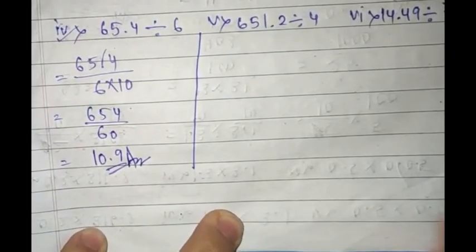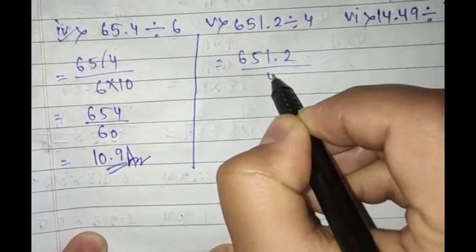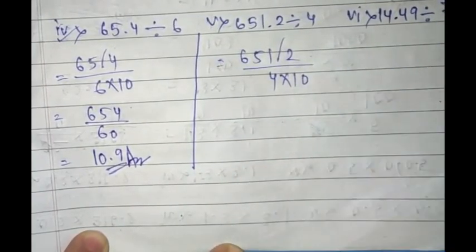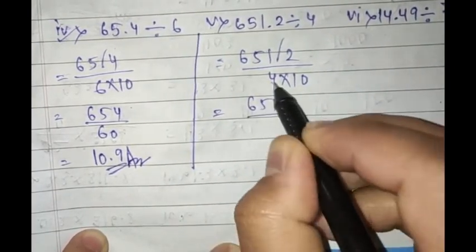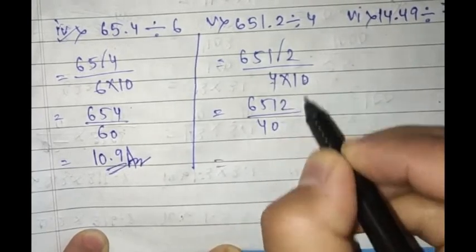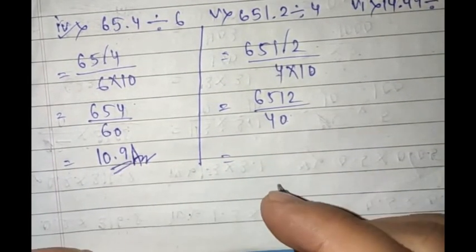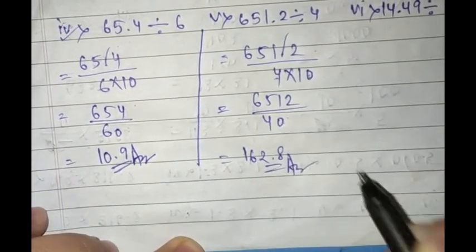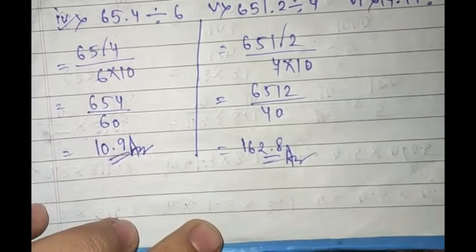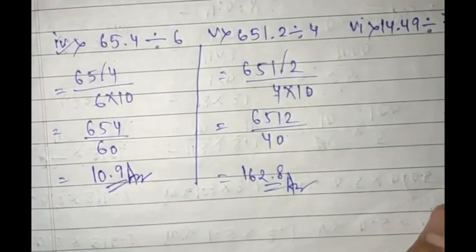Question number 5 we have 651.2 divided by 4. Remove this point, write 10 below. Multiply this 4 times, you got 6512 over 40. Now divide this. So when you divide this, you'll get 162.8. Alright, so this is the way to get the answer. Moving on to the next question, question number 6.